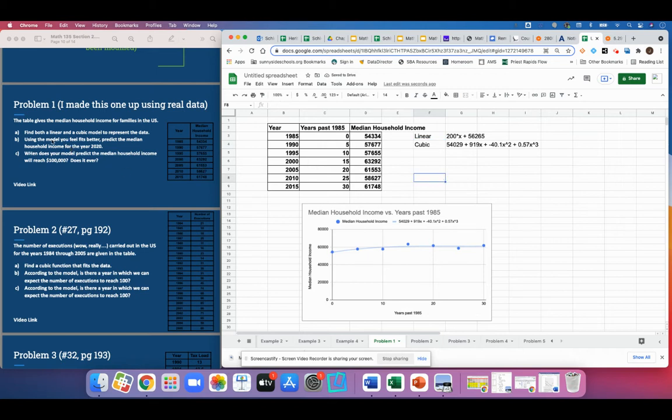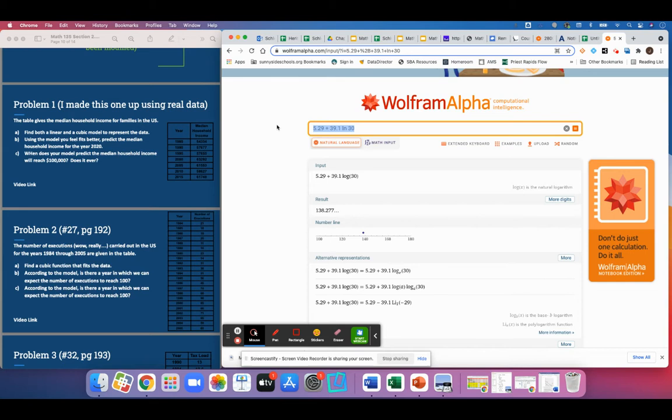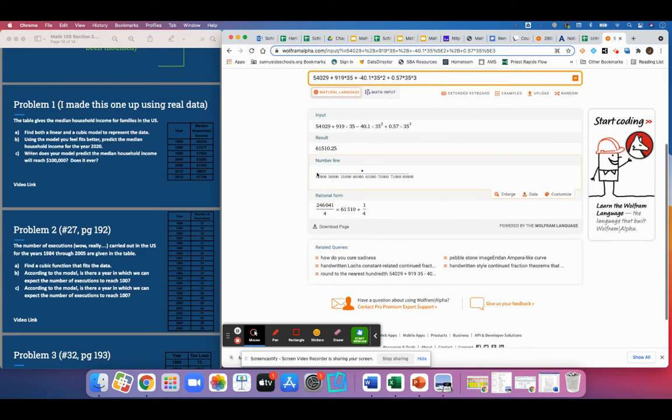And so we're going to predict the median household income in the year 2020. So with that, the year 2020 is 35 years after 1985. And so we'll take our cubic model, slap it into Wolfram, and we're going to replace our x's with the number 35. So it looks like our result is $61,510.25. 6, 15, 10, 25.